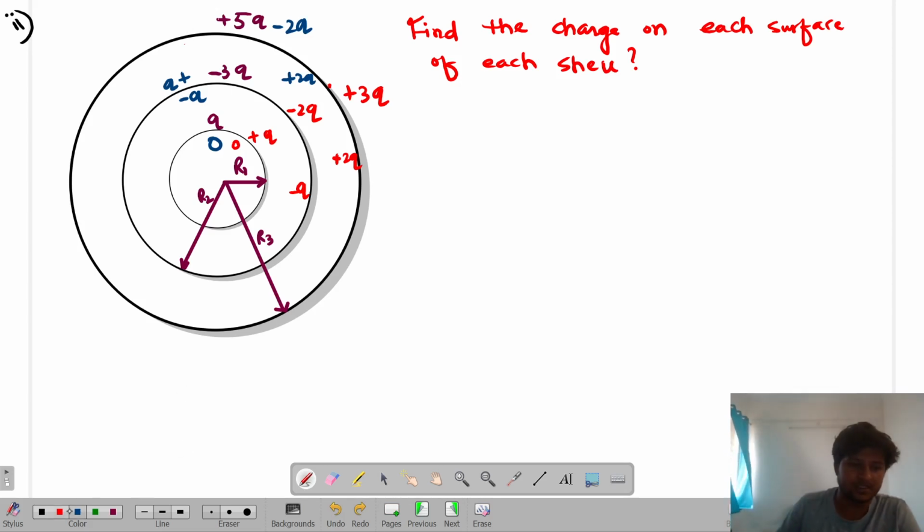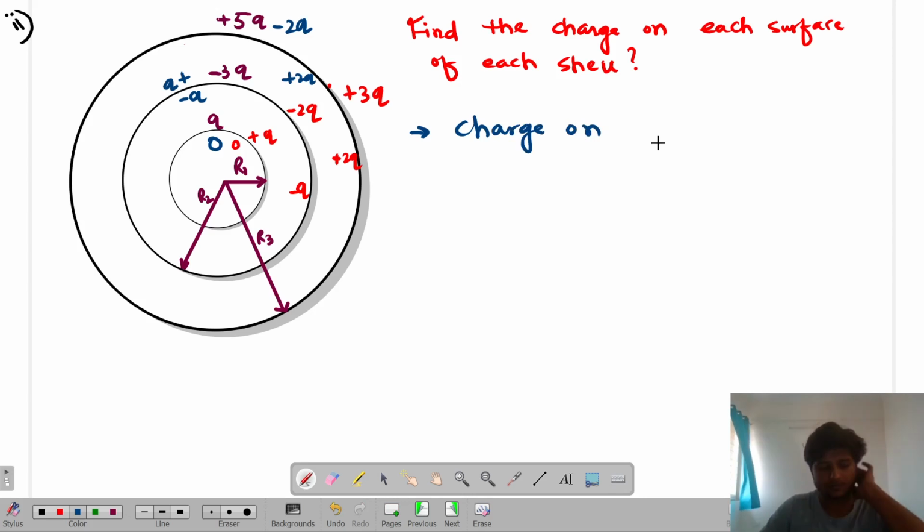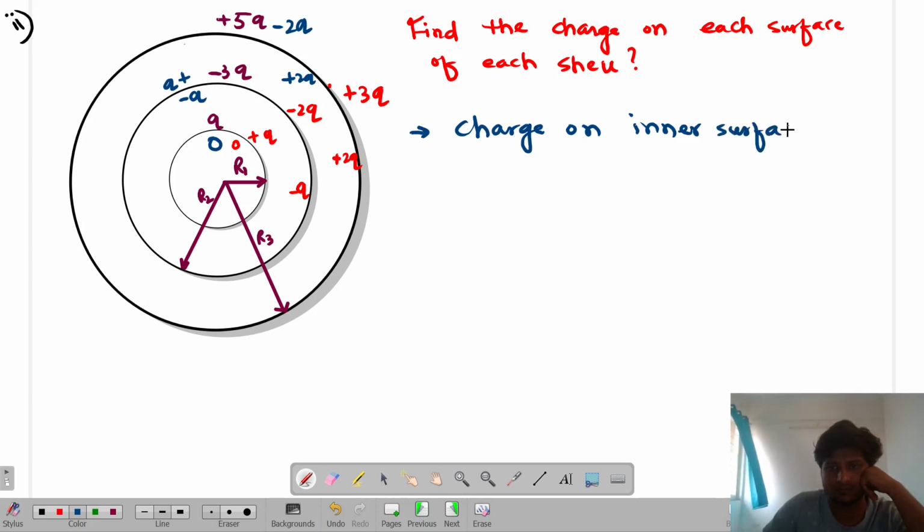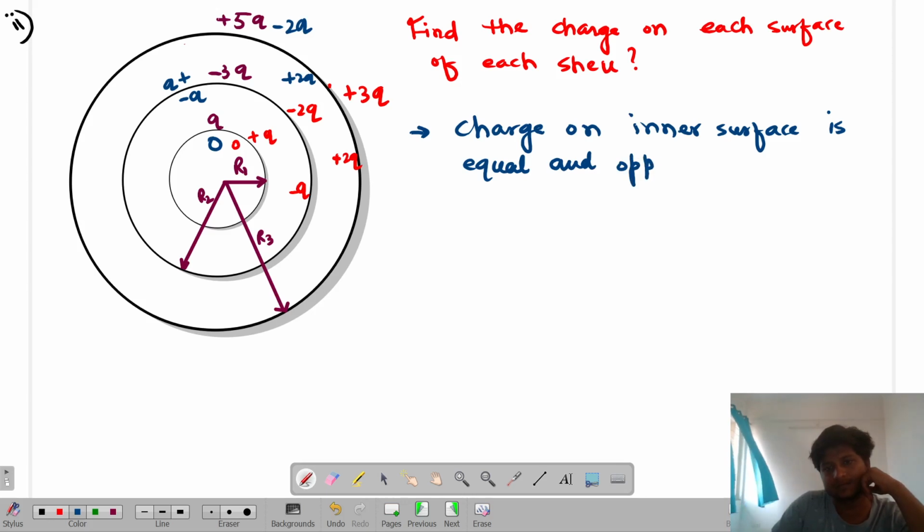Yeah. So there are steps to do it. So I'm writing those steps. That is very, very necessary. First, remember that the charge on the inner surface is equal and opposite of the net charge inside.